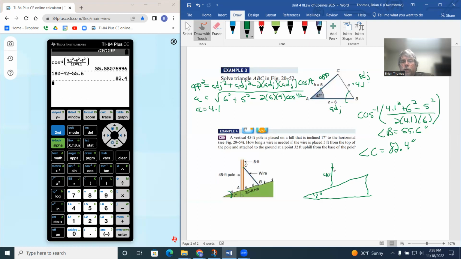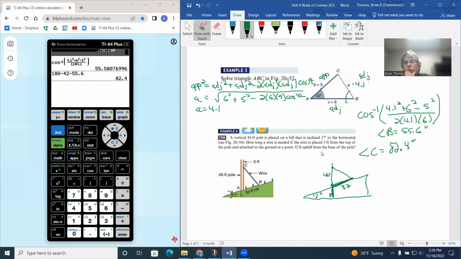So what they're looking for is the distance from where the wire is attached to the pole to the hill where it's been staked down. We want to know this distance here. So they also give us this 32. So right now, all I see is you can bring this pole on down, and this is going to actually create a right angle down here.